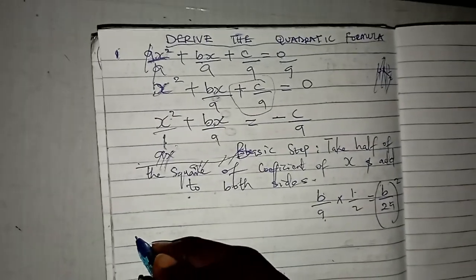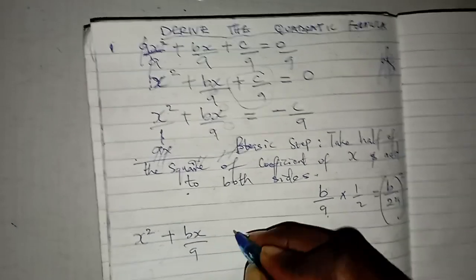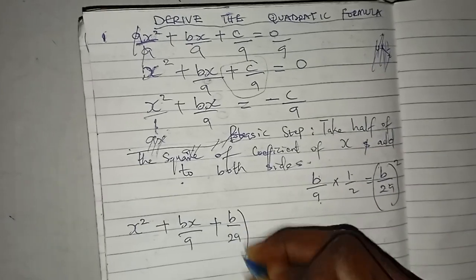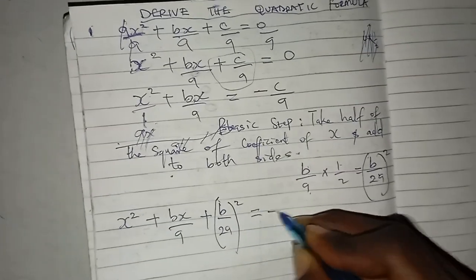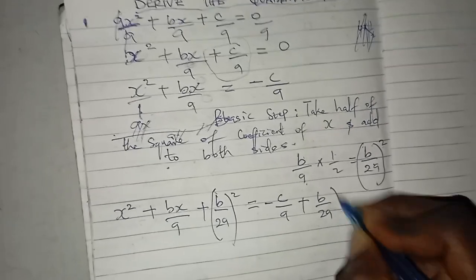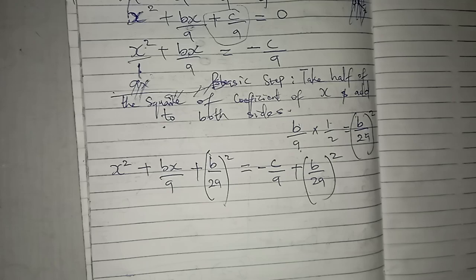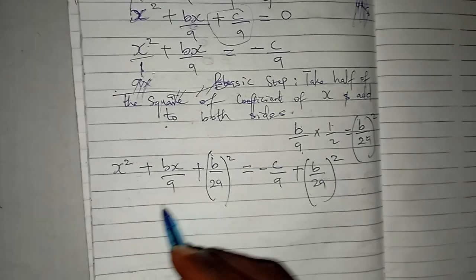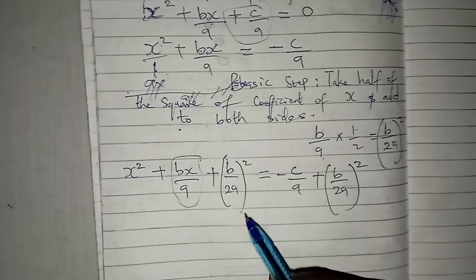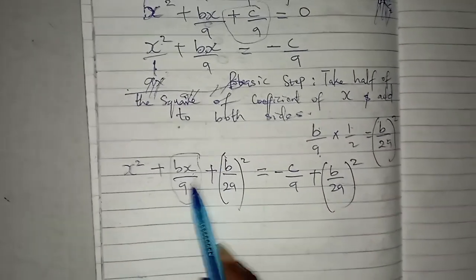So I will now rewrite this to become x squared plus bx over a plus b over 2a all squared equals minus c over a plus b over 2a all squared. So notice that at this junction, the goal of every quadratic equation, even when you are doing factorization, is always to eliminate the middle term.